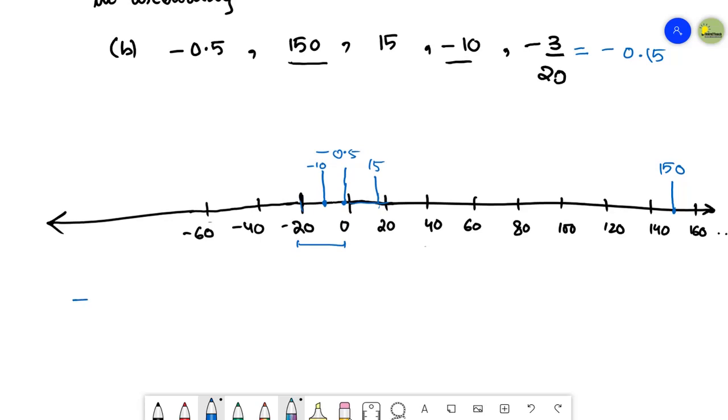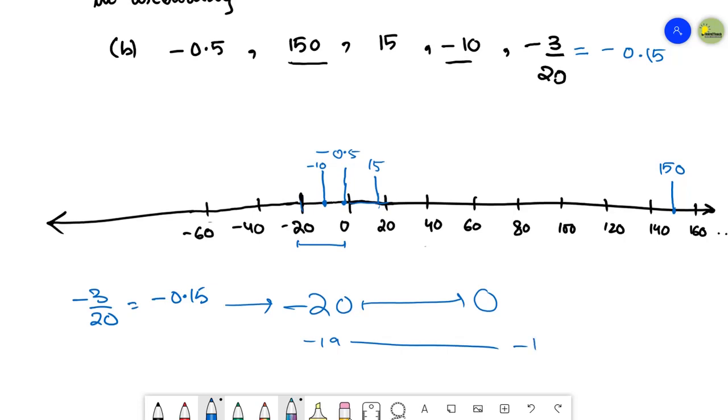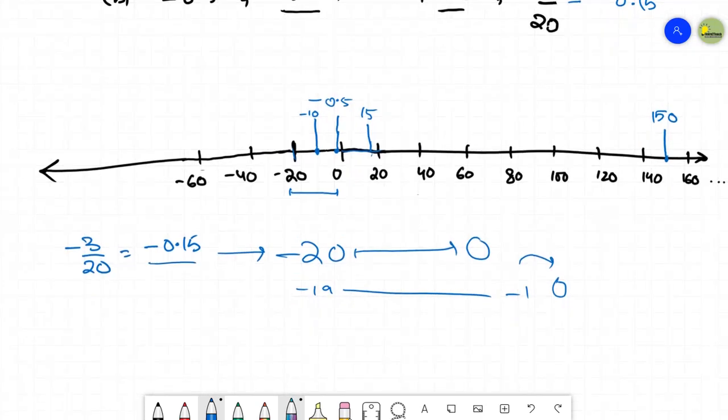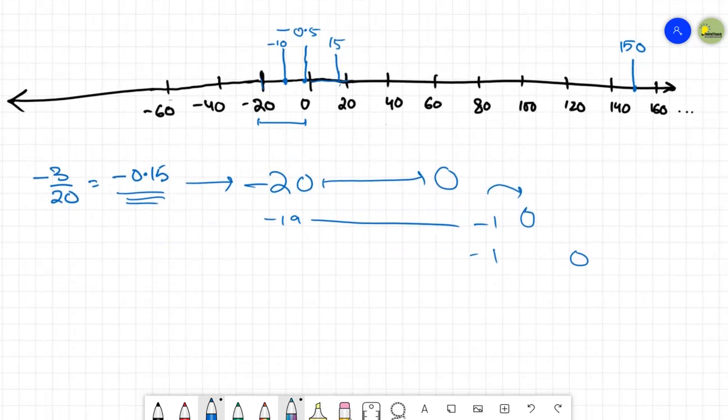The last value, minus 3 upon 20, is equal to minus 0.15. If I talk about the same distance, minus 20 and 0, we have already seen that this distance is going to have 19 values from minus 19 till minus 1. Minus 1 is the value that is nearest to 0. And I know that minus 0.15 is even larger. It's a larger value than minus 1. It is going to be in between minus 1 and 0. So let's see where it can be.